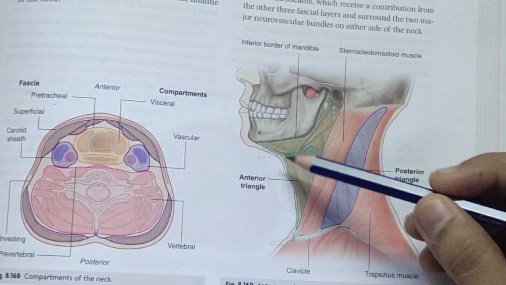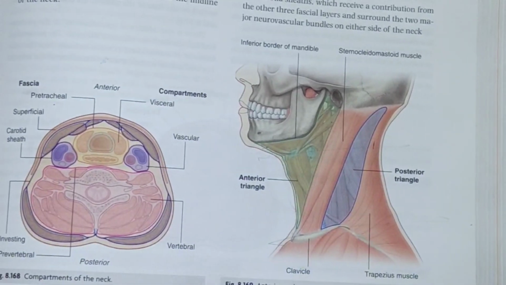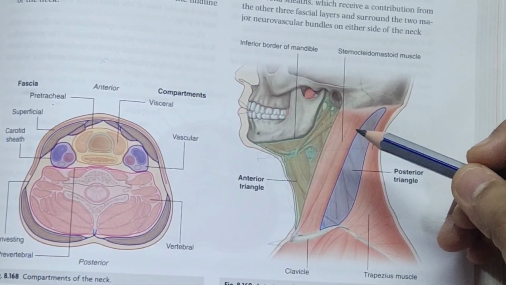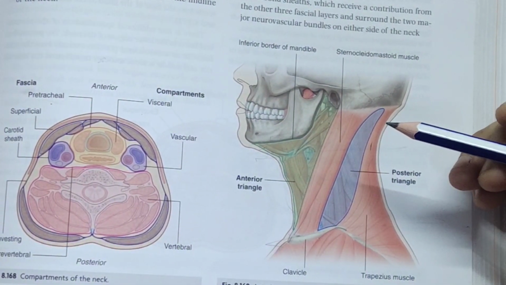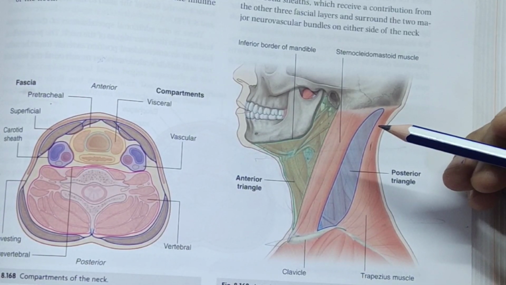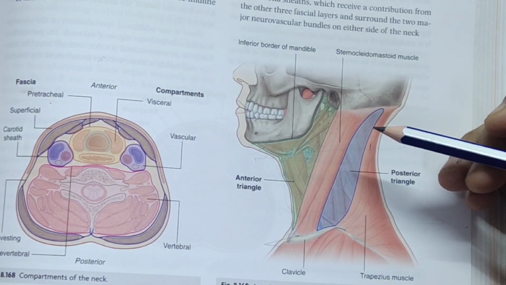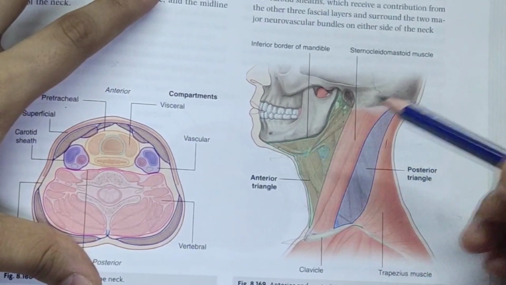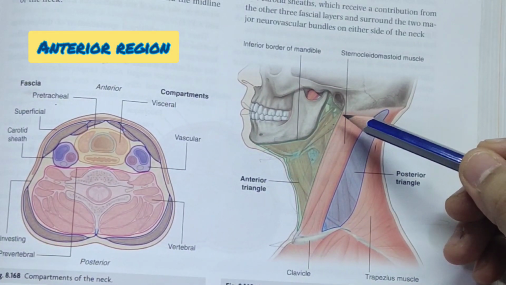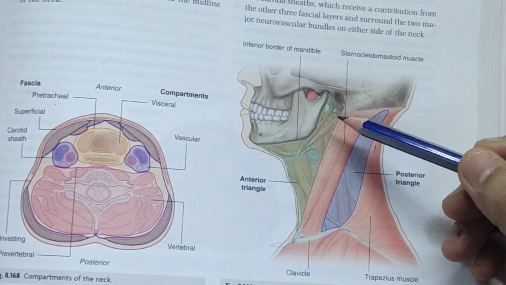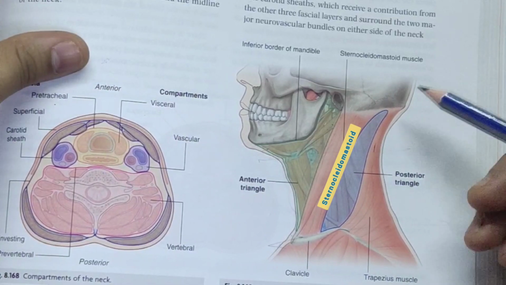First of all, let's see the boundaries of the anterior triangle of the neck. Before starting with the boundaries, let's know there are four major regions which are found in the region of the neck. These are anatomically very important and we should know about these regions. So the neck is divided into four main regions. First, it is the anterior region of the neck. The anterior region is the space which is situated anteriorly to the sternocleidomastoid muscle.